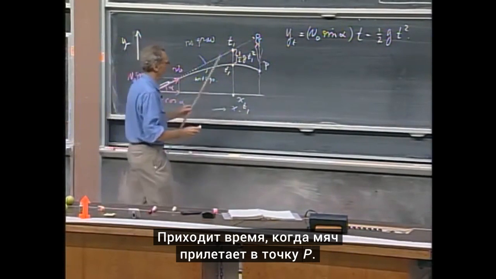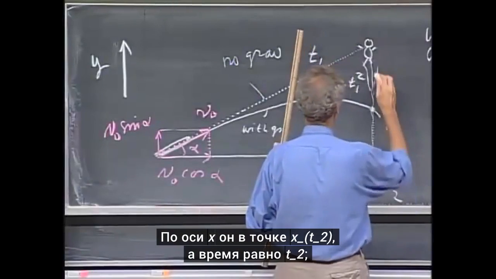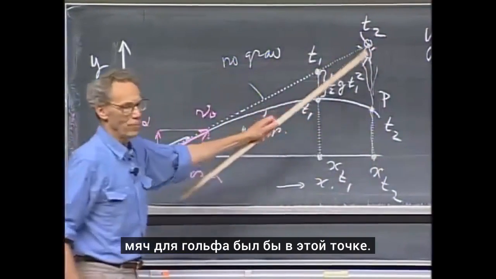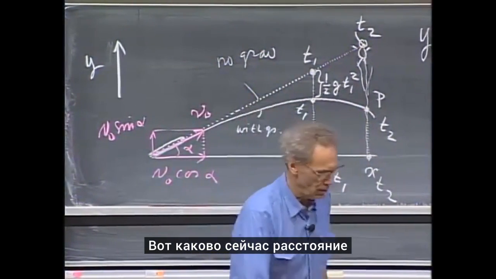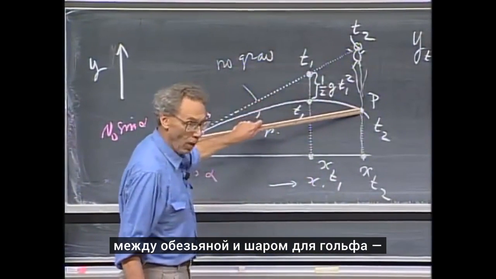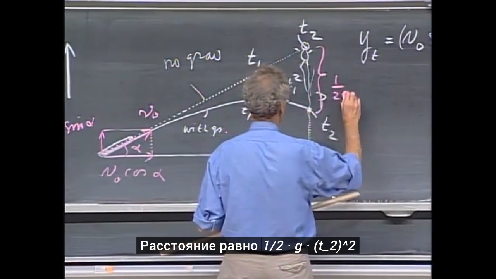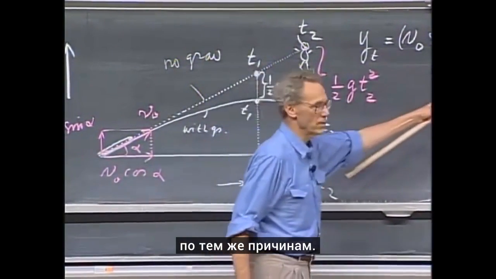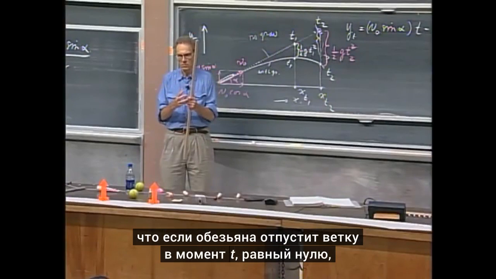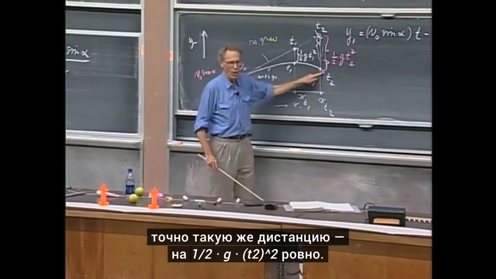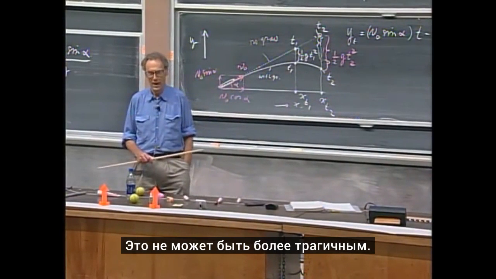Now comes the time that the golf ball hits point P, when its position is x(t2), and the time here is t2. That means if there had been no gravity, the golf ball would have been there. They must have the same position in x at this catastrophic moment. So what now is the distance between the monkey and the golf ball, the distance between the two trajectories, one trajectory no gravity, the other with gravity. This distance equals 1/2 g t2 squared for that same reason. And we all know that if the monkey at time t equals 0 let go, that in t2 seconds it will have fallen exactly over a distance 1/2 g t2 squared. Exactly. This couldn't be more tragic. And he will be killed.